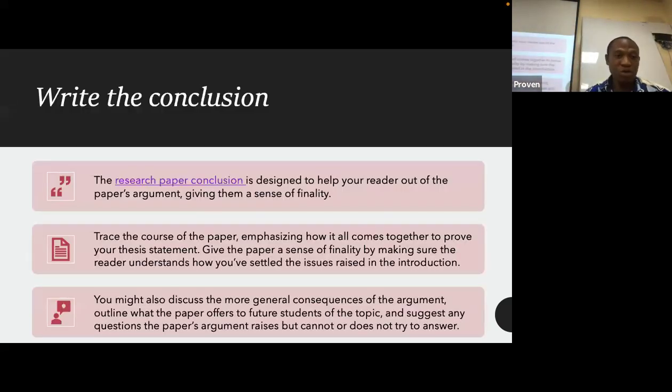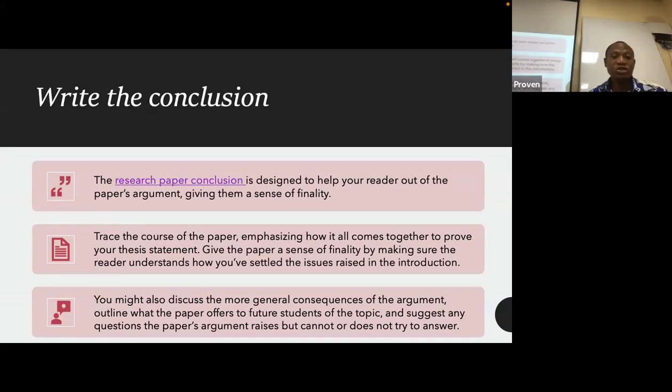So as you write, you read again to ensure that you are able to make the logic flow within the write-up. Writing the conclusion is designed to help your reader out of the paper's argument, giving them a sense of finality. Most of us don't know how to write a good conclusion. Sometimes I write and then I just can't conclude. I have to give it to somebody to read through the work and see whether the conclusion I'm making is right. That's why it's also good to do peer review, because people are able to help you get the real things that should be in the conclusion.